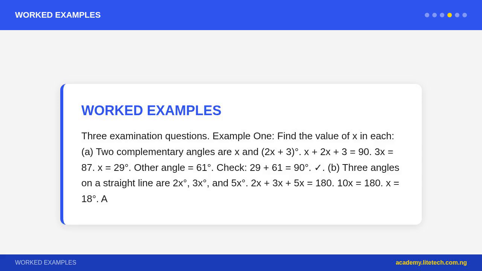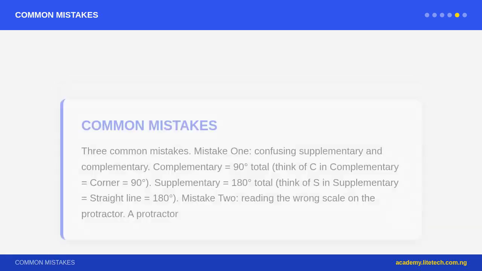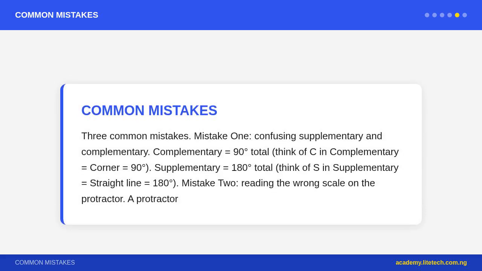Example 3. Four angles are formed at the intersection of two straight lines. The angles are in the ratio 1 to 2. Find all four angles. There are two pairs of vertically opposite angles. Let the angles be x and 2x, an adjacent pair on a straight line. x plus 2x equals 180 degrees.